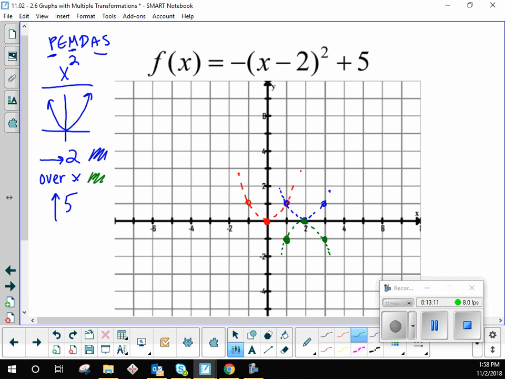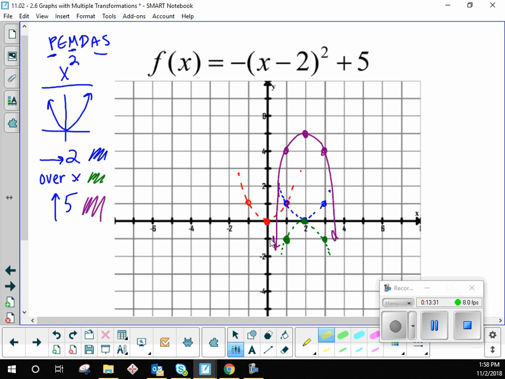And then I can do my plus 5. I'll do that in purple. So now I take each of those points and just shift them up 5. 1, 2, 3, 4, 5. Okay, and then this is my final answer.